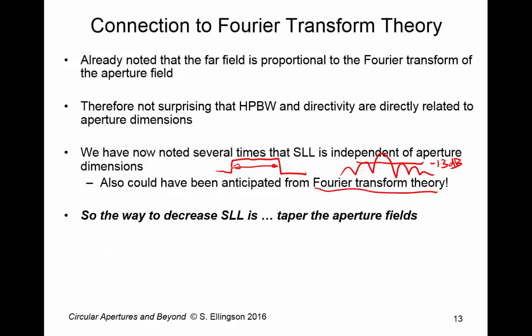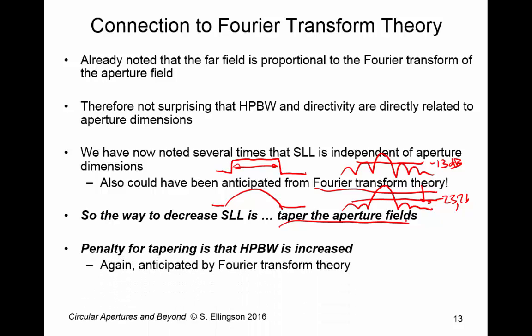But we also know from Fourier transform theory that if you really want to decrease the side lobe levels, you can do it. And the way you do it is you taper or you window the function. So if we apply, for example, a cosine window to this thing, we get that, right? And then we know that we get something which looks kind of like sinc, except the side lobe levels are down further. So maybe this is minus 23 or minus 26 dB down. So the way to reduce side lobe levels is to taper the aperture fields, and different kinds of windows, different kinds of tapers give you different side lobe levels.